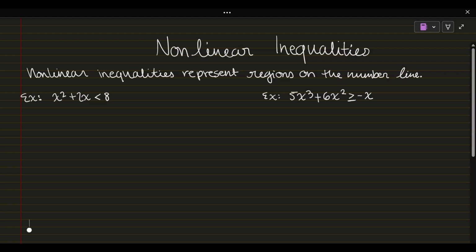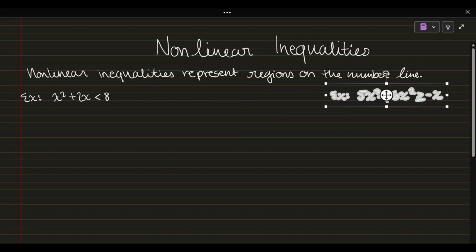Okay, in this video we're going to talk about nonlinear inequalities. These are inequalities that look like nonlinear equations, meaning the x's have exponents on them. And they represent regions on the number line, so maybe an interval, maybe a couple of intervals. So our goal today is to discover how to solve these inequalities and what these regions look like.